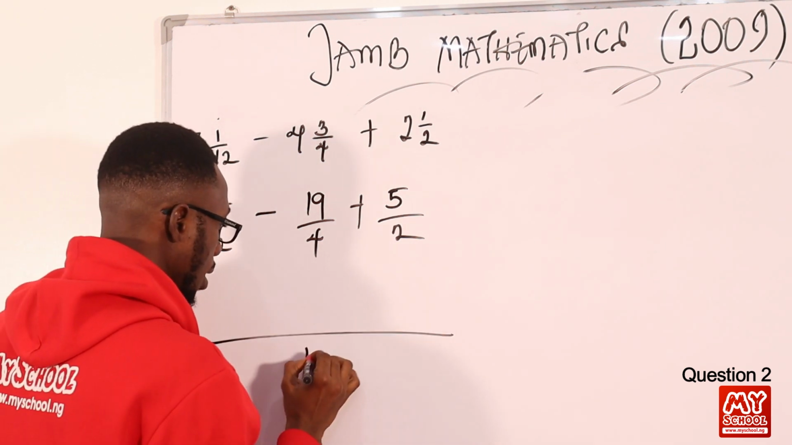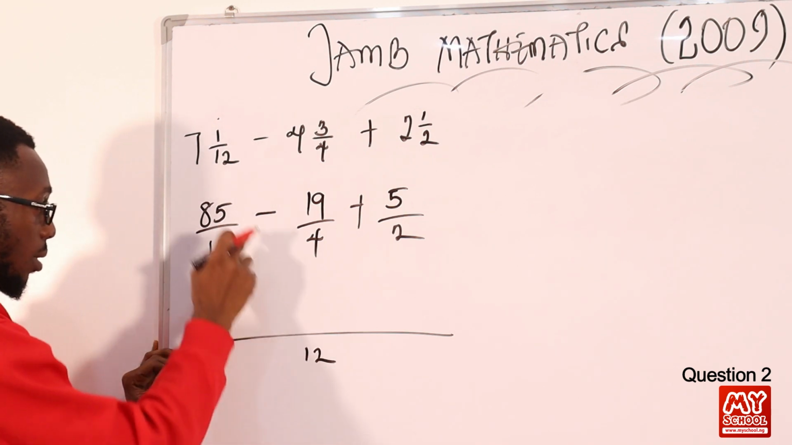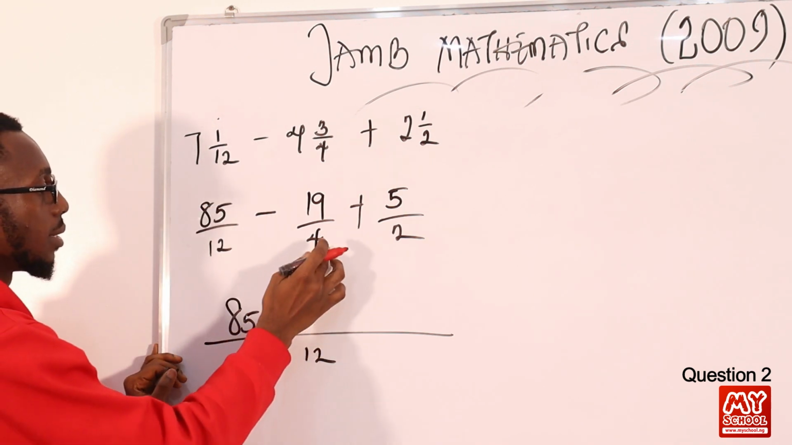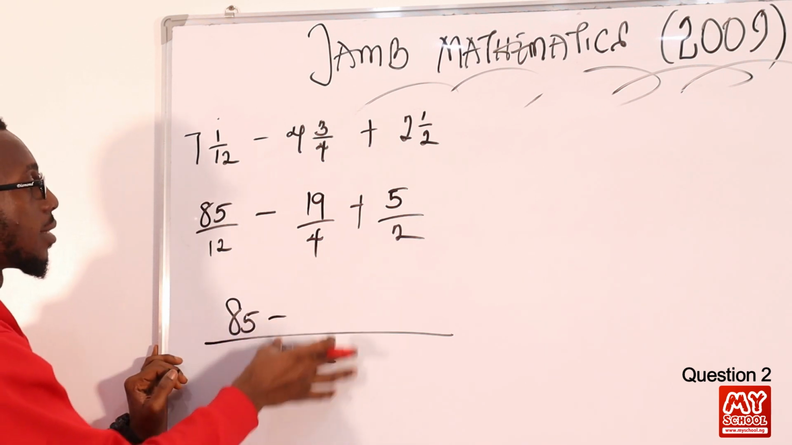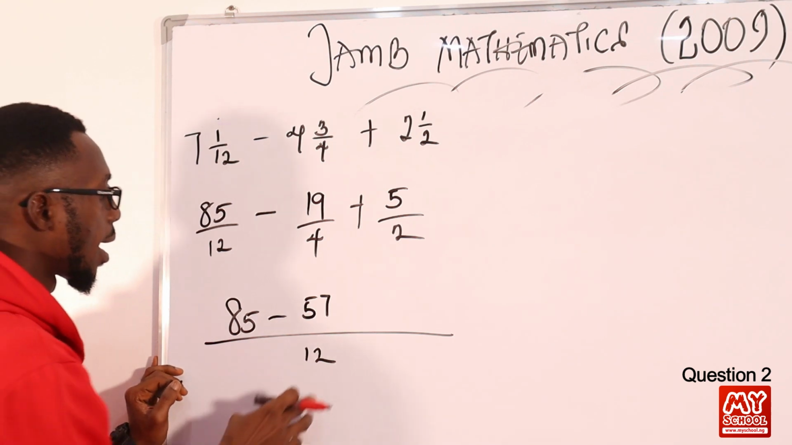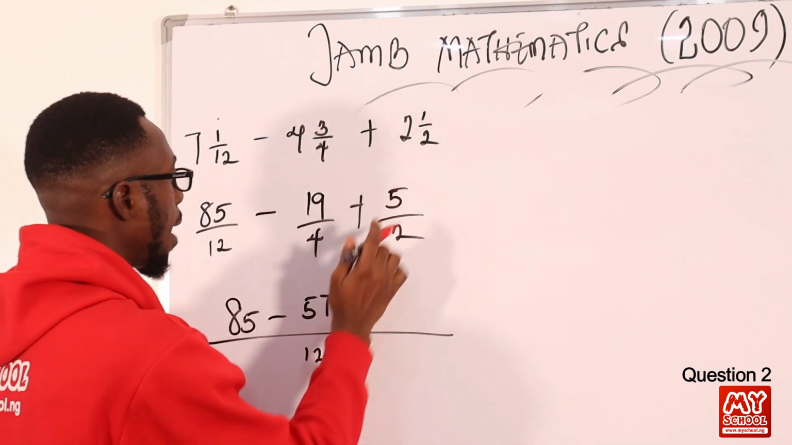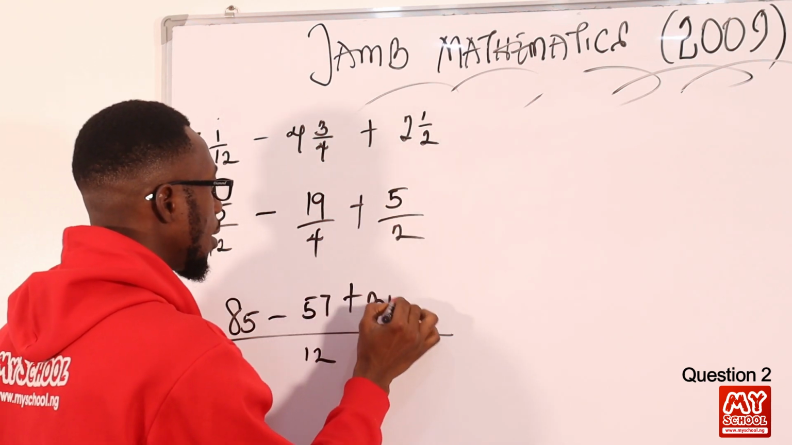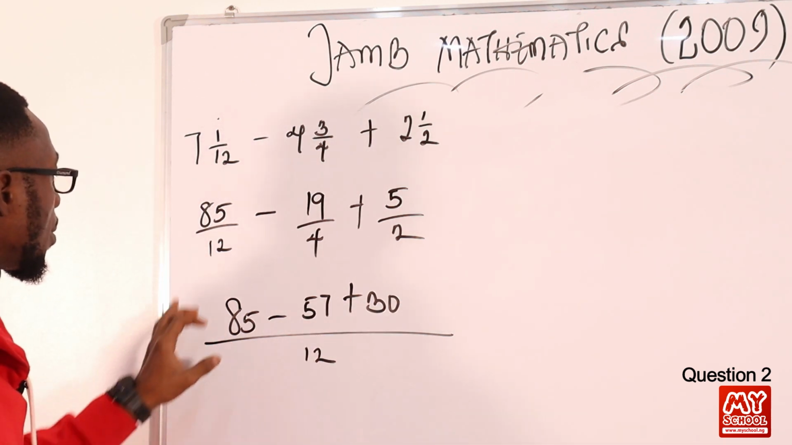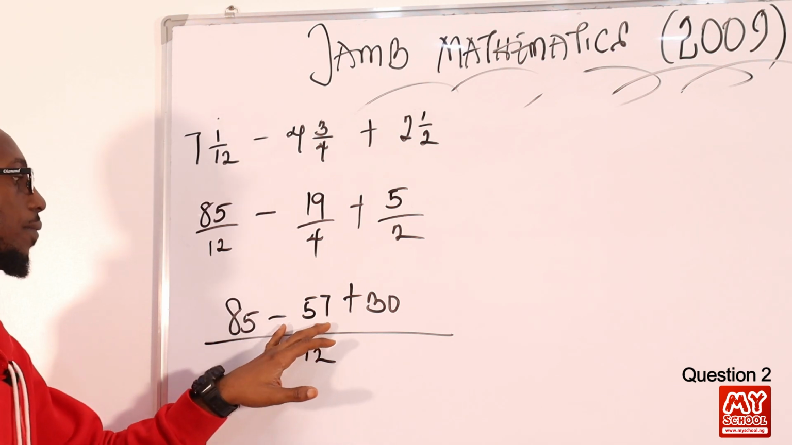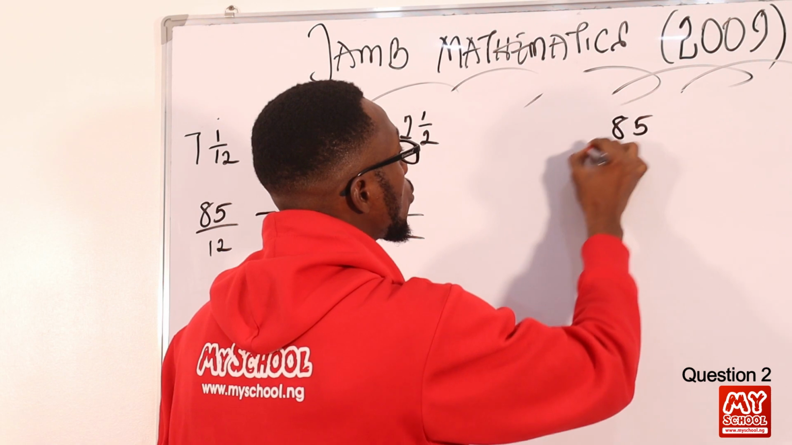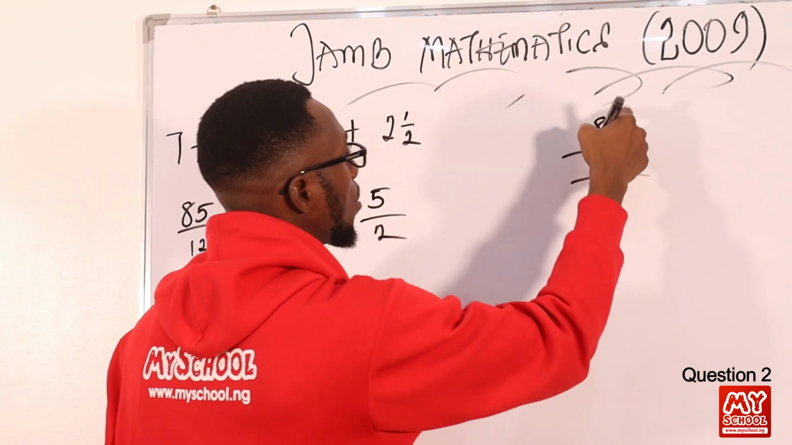LCM here is 12. That is 1 times 85, that is 85. Then 4 into 12 is 3, so 3 times 19 is 57. Then 6 times 5 is 30. So we can make this very easy to tackle. So 85 minus 57. You can decide to do it this way, or you can just punch your calculator.